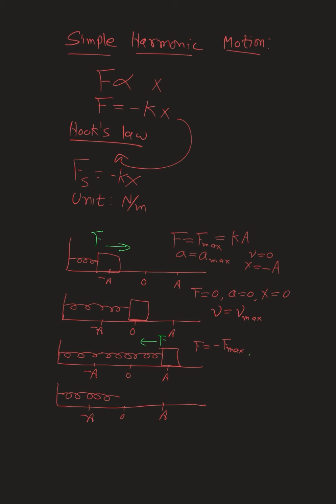Go back to the red marker here. You have that F max is negative kA because it wants to go to the original position. Your acceleration is going to be a negative maximum acceleration. Your velocity is of course 0 because momentarily you come here at the maximum displacement. And your x is going to be A.